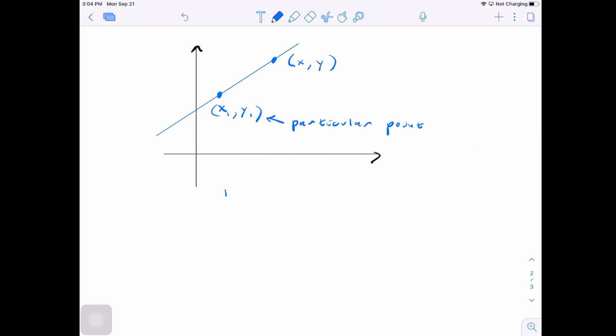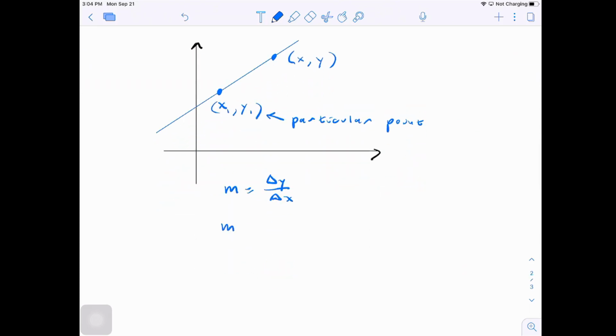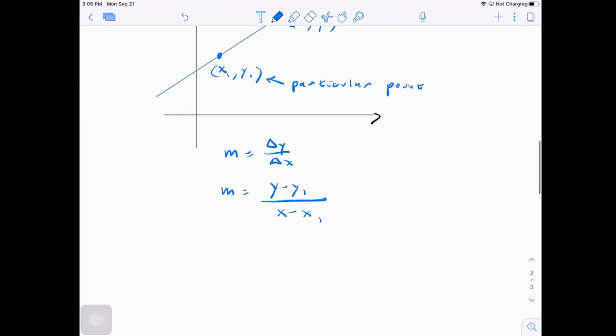So we know that slope is equal to delta y over delta x. Okay, so let's go ahead and write that out. So delta y would be the change in y. So that would be y minus y1, over the change in x. So that would be x minus x1. Okay, so let's just do a little bit of rearranging. Let me just actually rewrite this. I'm just swapping the positions over here.